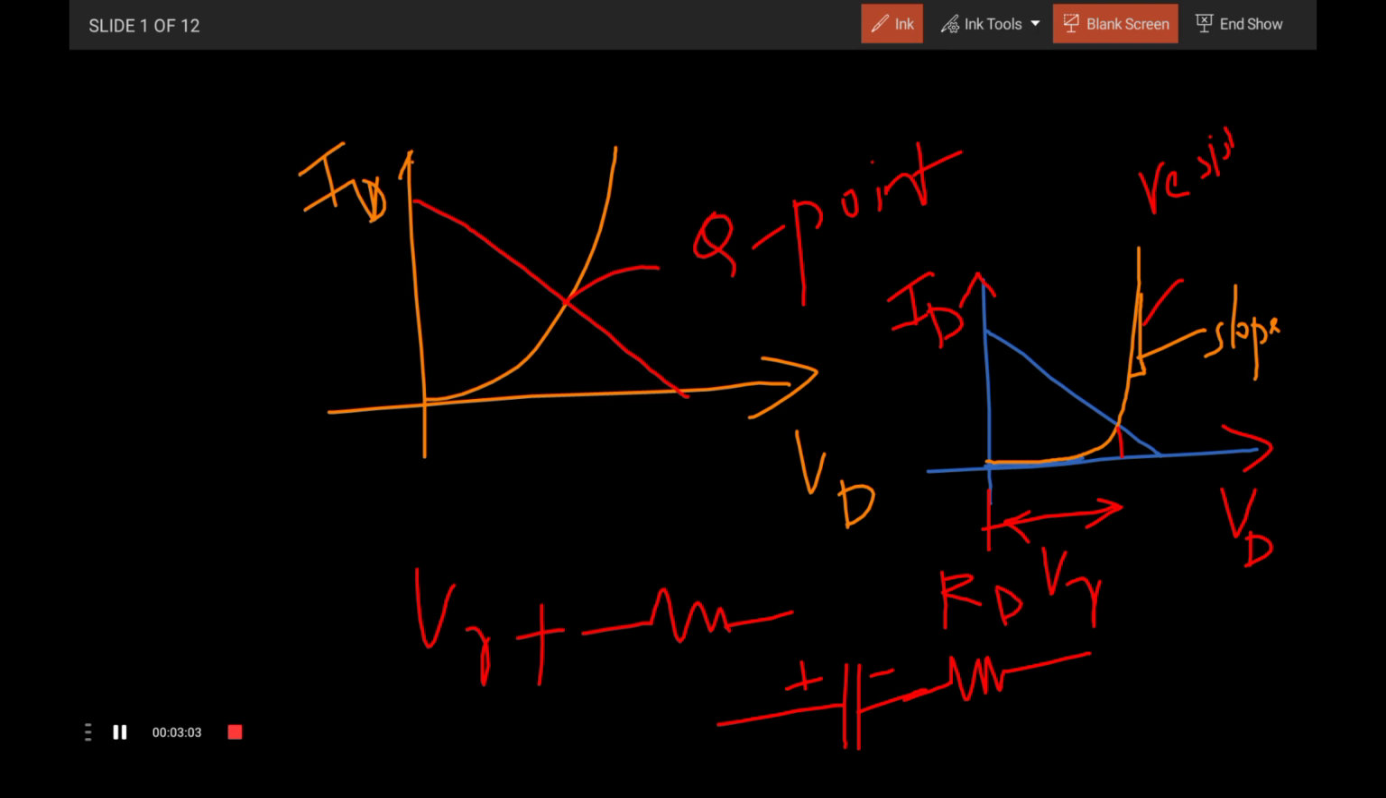If you are taking an ideal diode, the ideal diode starts conducting from 0 onwards, right? So V gamma is eliminated, and therefore it represents only RD, which is nothing but the dynamic resistance of the diode. This is just a brief recap for the PN junction diode. That means if the diode is connected in a circuit, it behaves as a resistor. That is a very important point to note here, right?